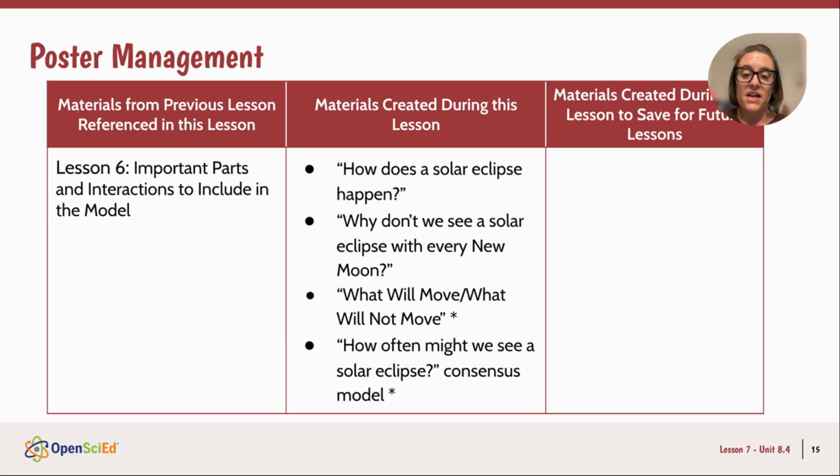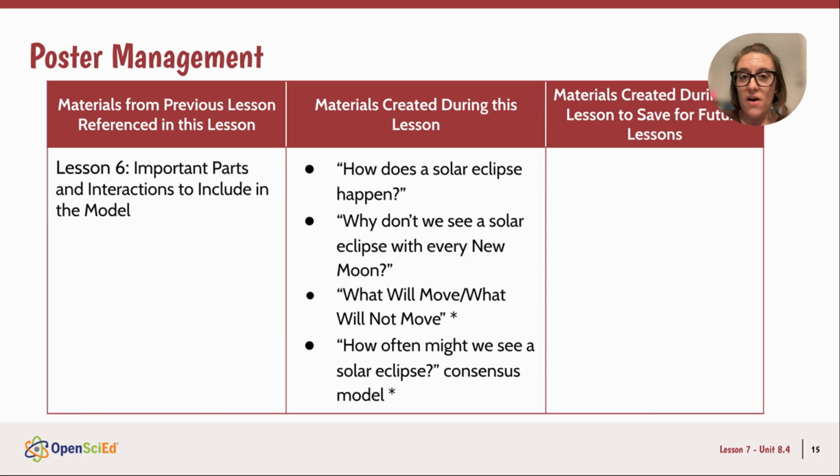Poster management. We will be referring back to that lesson 6 poster for important parts and interactions to include in our Earth, Sun, Moon system. And then in this lesson, you will be creating the consensus model for how does a solar eclipse happen? And then why don't we see a solar eclipse every new moon?